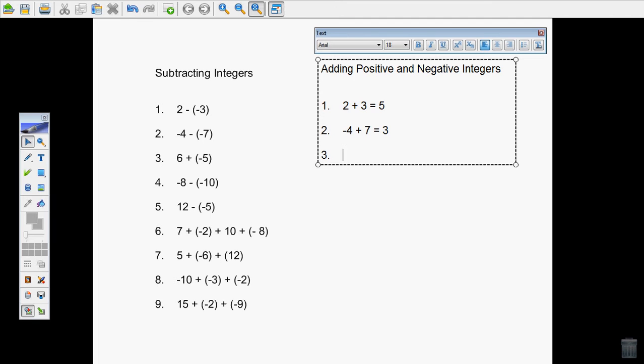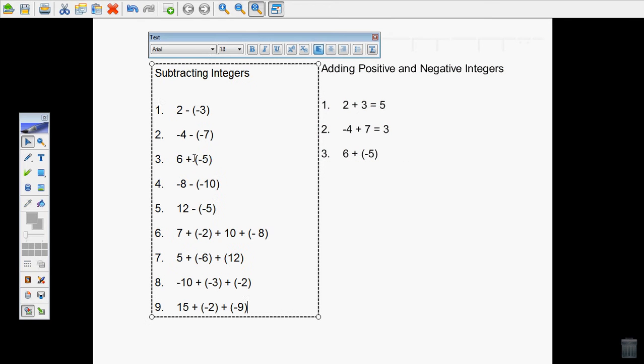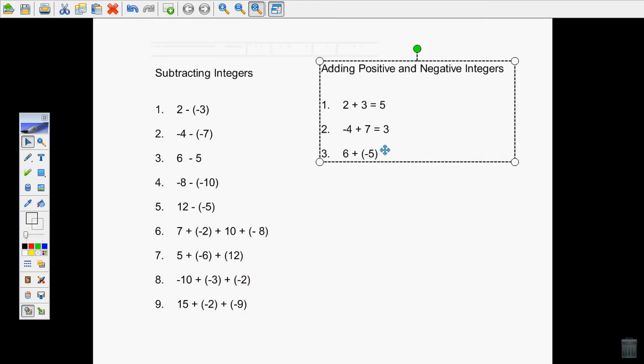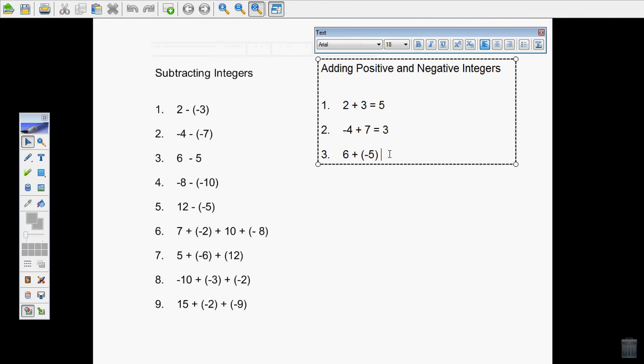The next one is 6 plus a negative 5. That one wasn't a subtraction, but you could make it into a subtraction by saying 6 minus 5. If I change that into subtraction on that side, then on this side it is addition of 6 plus a negative 5, and we have more positive tiles there. Thinking about the red and blue rectangles, this time we have more blue, more positive, so our final answer would be 1.